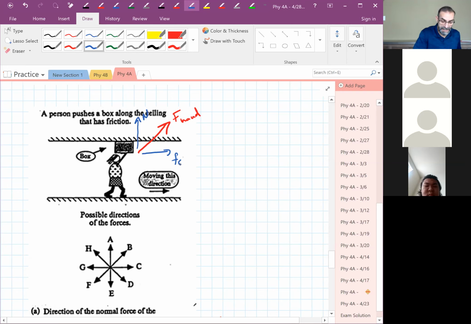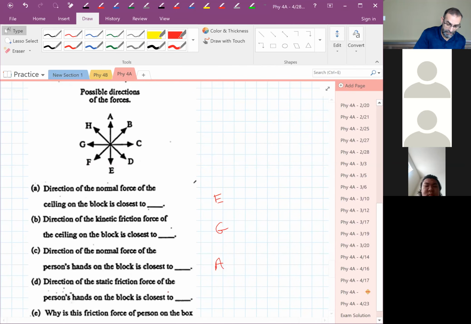So they're saying the hands we're treating like a surface. We know they're really pushing at an angle, but we're kind of breaking it up and saying that part of that force is holding up the weight of the box and pushing it into the ceiling. And part of that force is causing it to move in the direction it's moving. So that would be a C in that case, right? Are we okay with that?